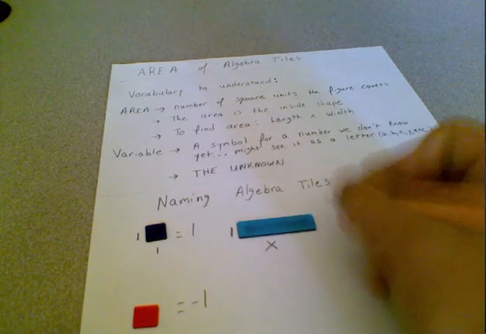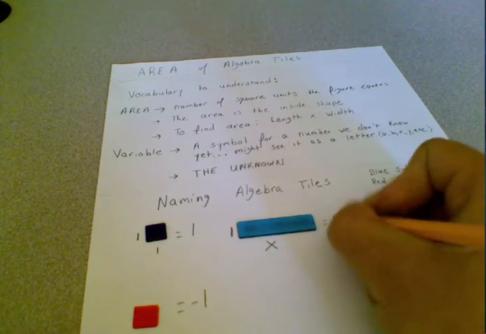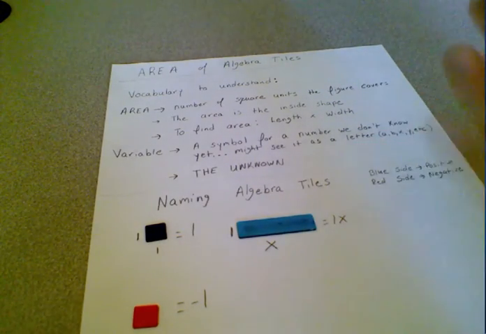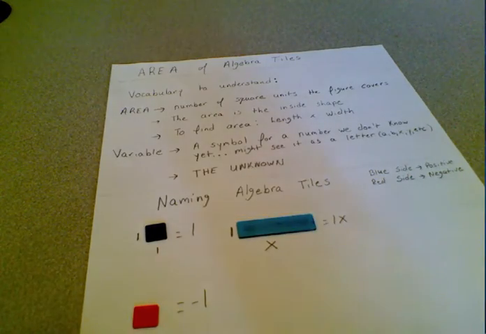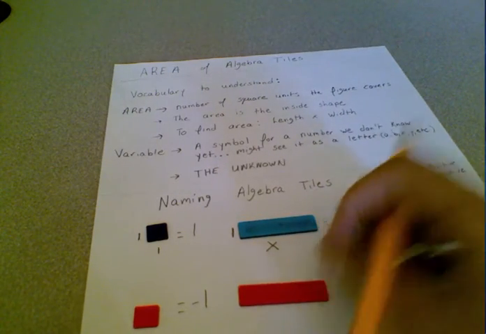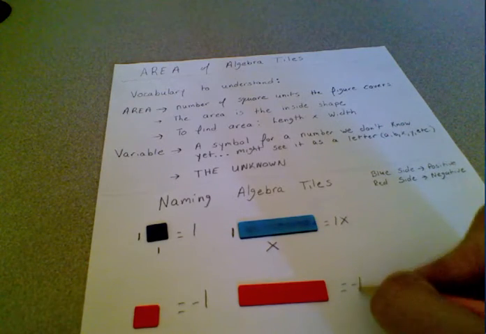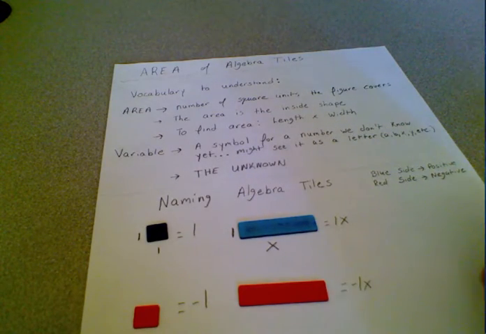1 times X is 1x. So we're going to call this the 1x piece, or the X piece. If we were to flip this tile over now, if this is positive 1x, then this tile is negative 1x. Just remember that the blue side is positive, the red side is negative.